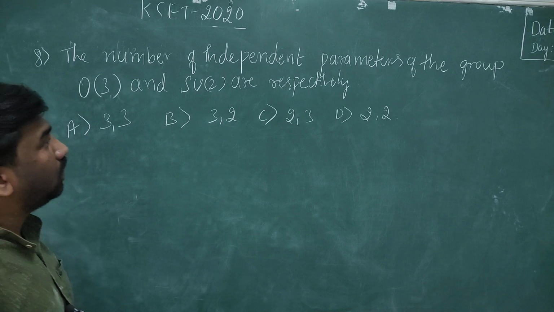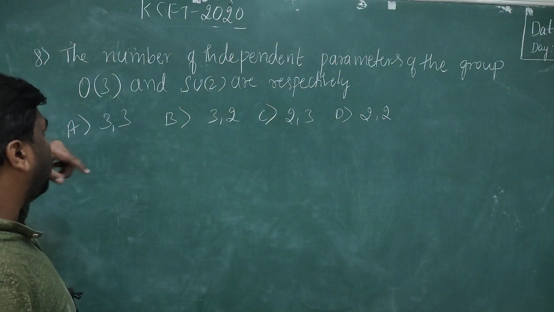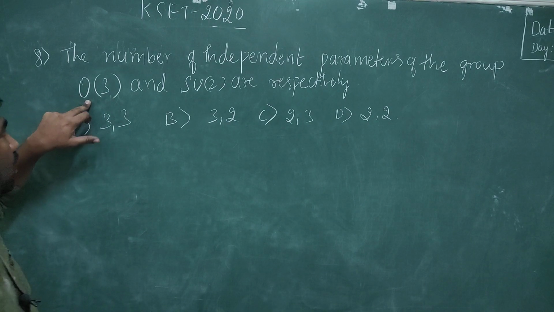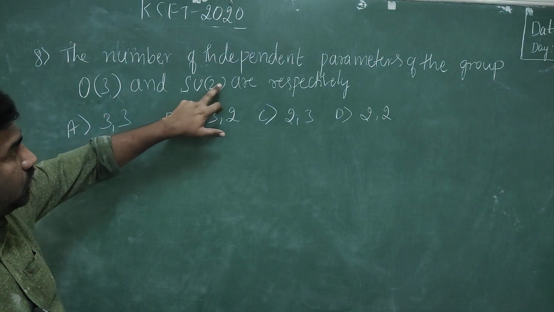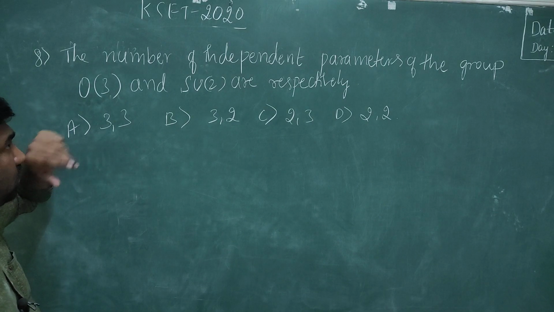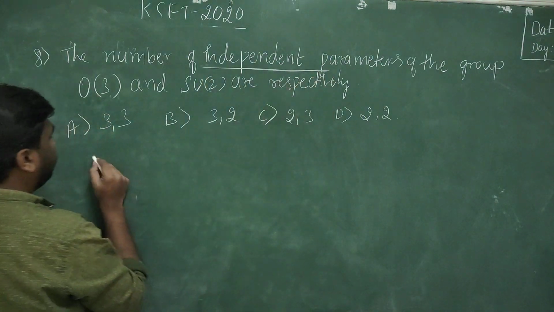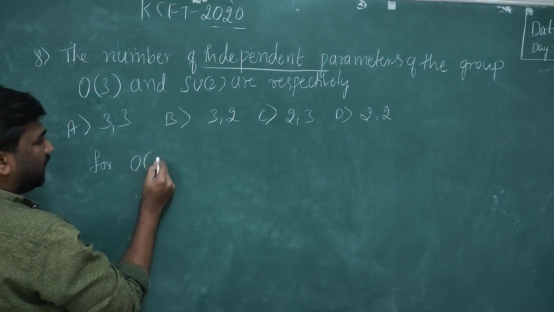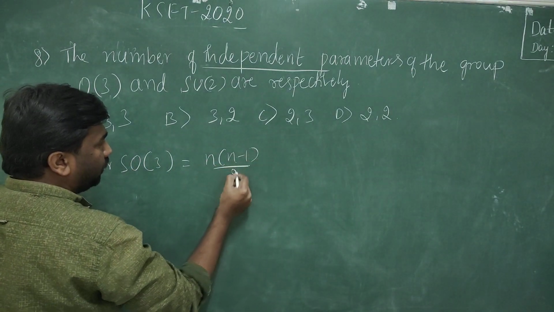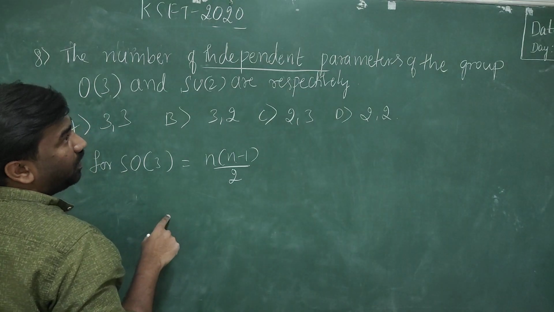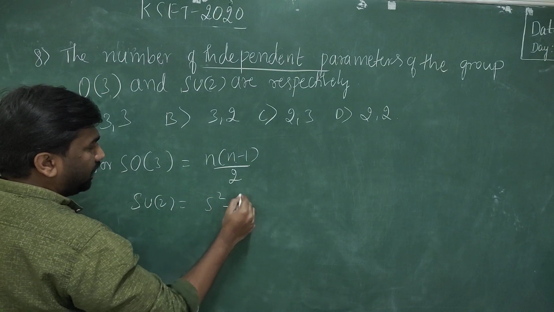And this is question number 8. The number of independent parameters of the group O3, or we can also call it a special orthogonal matrix of 3 cross 3, and a special unitary matrix of 2 cross 2 are respectively. So to calculate the number of independent parameters, the number of independent parameters for O3 or SO of 3 is n into n minus 1 by 2, and the number of independent parameters for SU of 2 is n square minus 1.